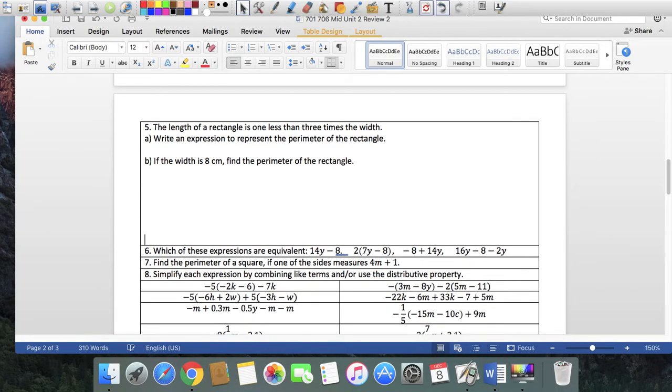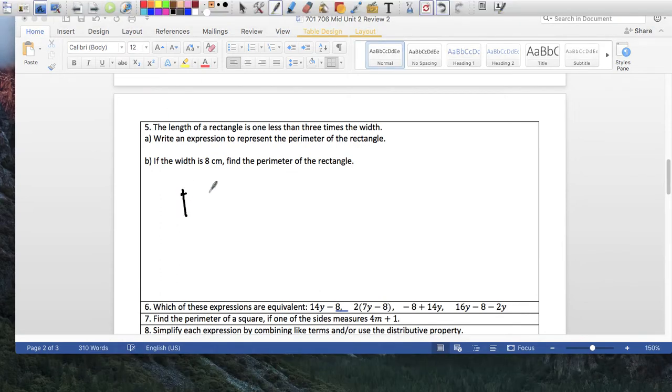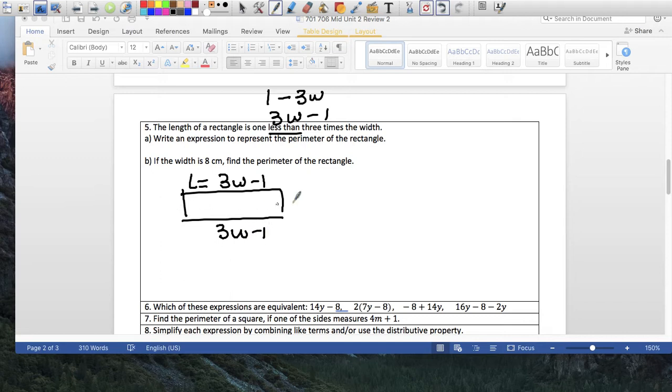So again, we have a rectangle, and we want to come up with an expression that represents the perimeter. It says the length, which is the top and the bottom here, is represented by 1 less than 3 times the width. So 1 less than 3 times the width is written as 3w minus 1, because with less than, we have to switch the order.